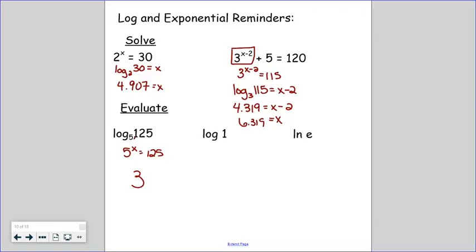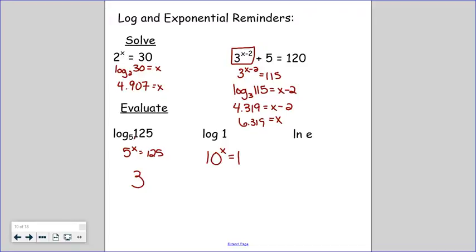Okay. The next one, this is a couple of reminders. First of all, if there is no number written as our base for logarithms, it would be a base 10. And so this is saying that 10 is being raised to something, and it would give me 1.